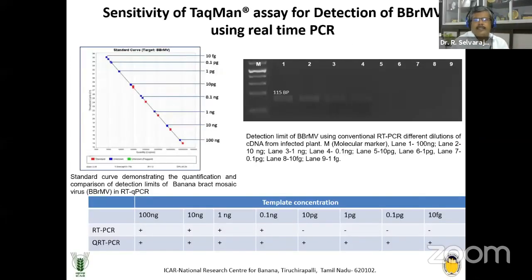And we developed a sensitive tag band based assay for BBrMV. We can test, and this is very sensitive compared to PCR or all other methods. So the point is, we can detect even 10 femtograms. But it is very costly, so we can apply it only for germplasm screening. We cannot apply it for routine indexing purposes.